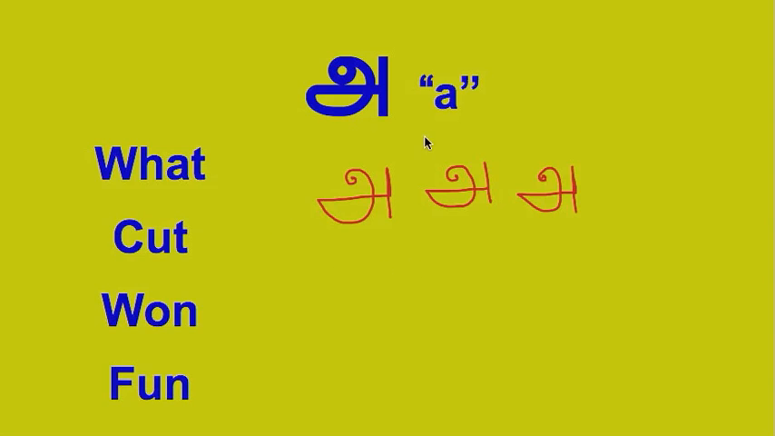The exact sound that's made by this letter can be represented by the English words: what, cut, one, fun. It's basically the sound that is called in English the schwa sound. Maybe you've heard of it in school. If you look in a dictionary to learn how to pronounce a word that you don't know, this particular sound, the schwa sound, in an English dictionary, is written as an upside down E. So for those of you who are familiar with that, that's the sound.